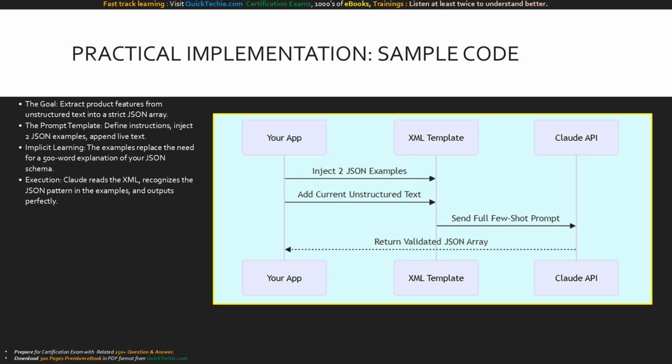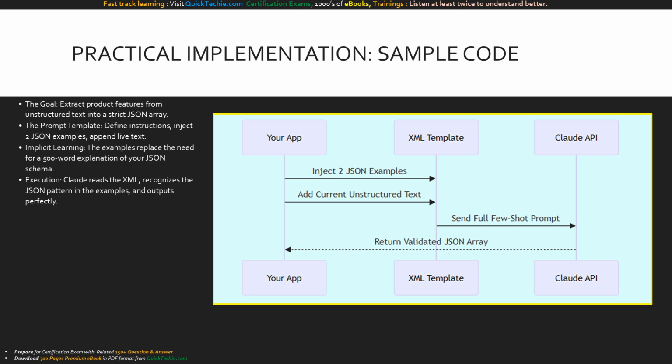Suppose we want Claude to extract product features from a messy description and output a strict JSON list. We build a prompt template containing an examples block. Example 1, input is a messy desk lamp description, output is a clean JSON array of features. Example 2, input is a wooden shelf, output is a JSON array. We close the examples block and dynamically inject the real user input.